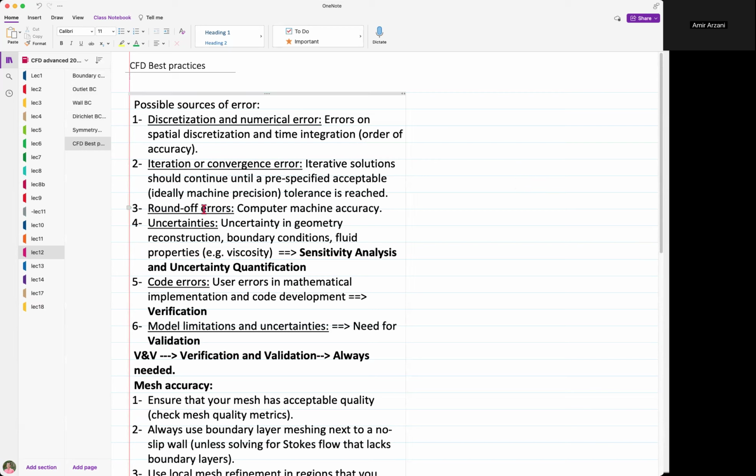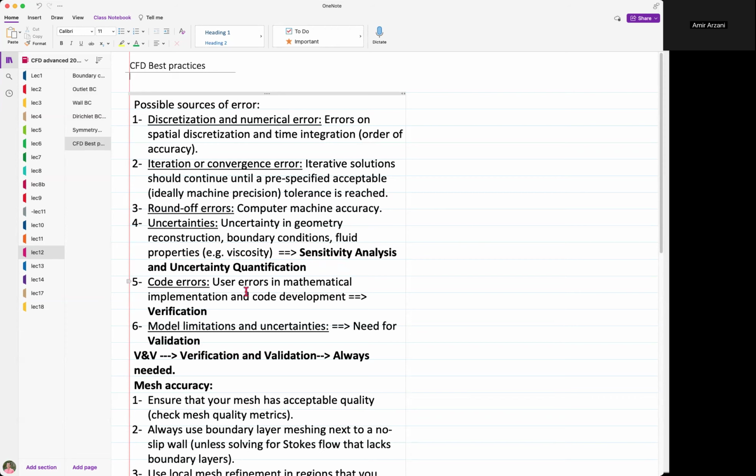There are always round-off errors. There's also uncertainty. So for example, the geometries that we create, the choice of boundary conditions, maybe the fluid properties, such as the viscosity, or even the choice of the rheology, the constitutive equation that we choose. All these things could have uncertainty. So the best way to deal with that is to perform sensitivity analysis and uncertainty quantification.